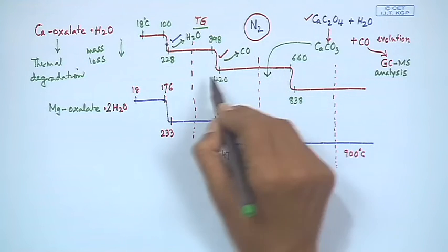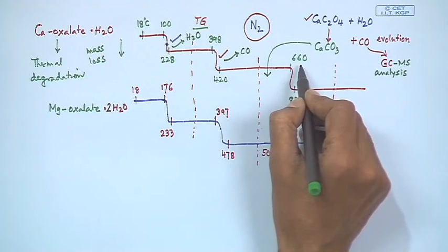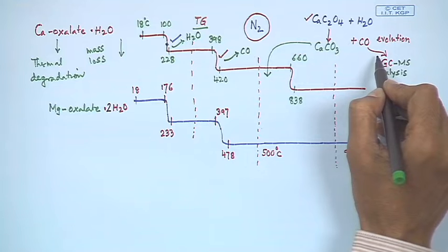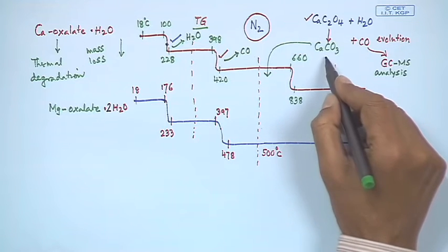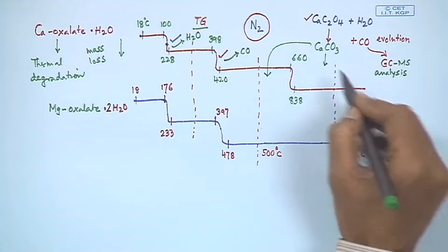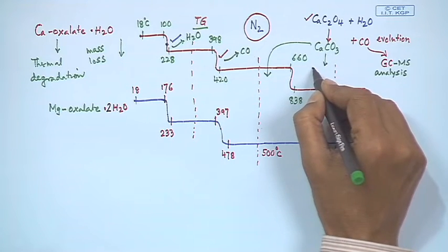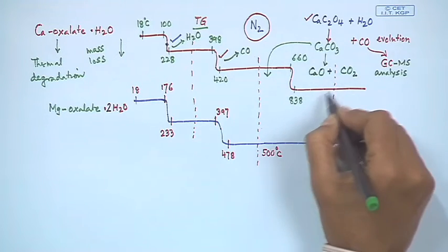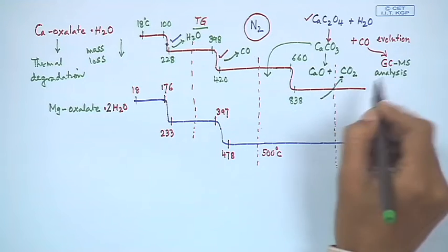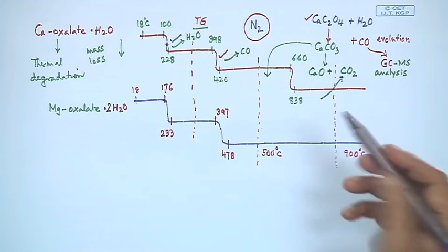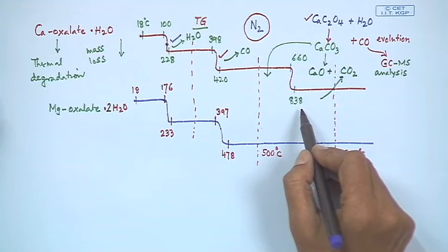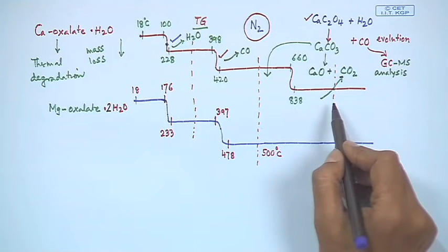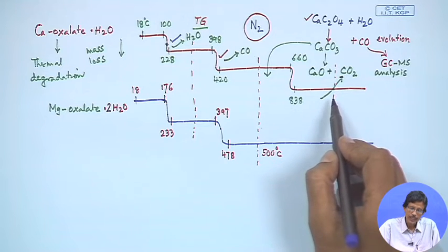So, within this temperature range of 420 to 660 degree centigrade, we have stable calcium carbonate, and if possible we can analyze this for CO. Then in the last step, calcium carbonate is getting degraded in a straight way to calcium oxide plus carbon dioxide. So, now this gas is coming out in this particular step, in a temperature range above 838 degrees centigrade.